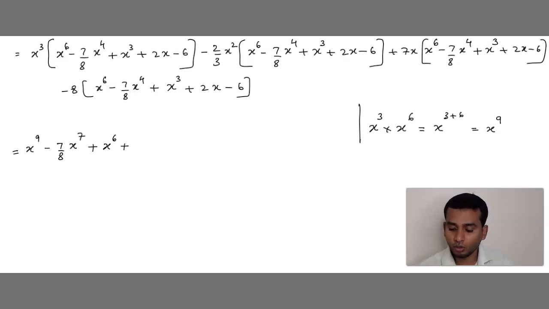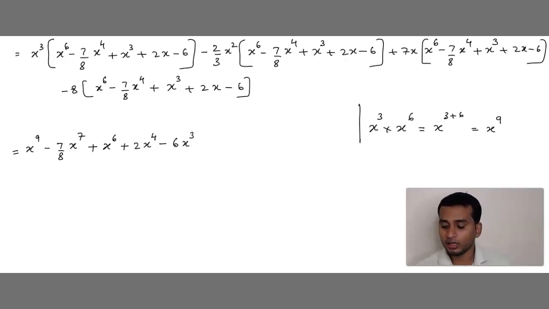X cube into 2x is 2x to the power of 4. Here nothing is there means 1x cube, no? 1 into 2 is 2. X power 3 into x is x to the power of 4. Here x means x to the power of 1. If you just write x, that is nothing but x to the power of 1. 3 plus 1 is 4. Plus into minus is minus. X power 3 into 6 is 6x to the power of 3.